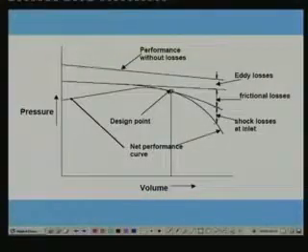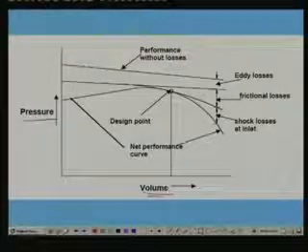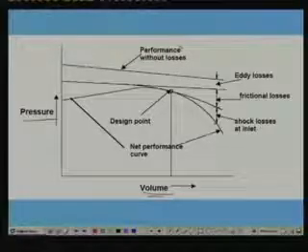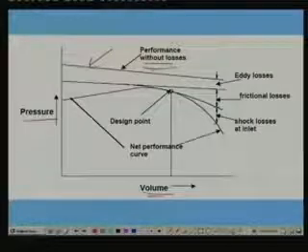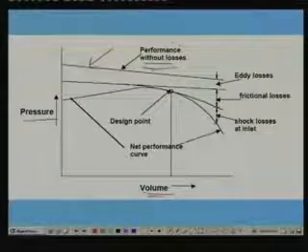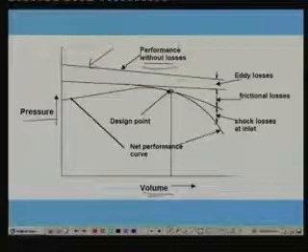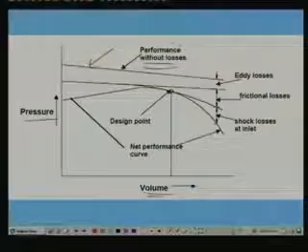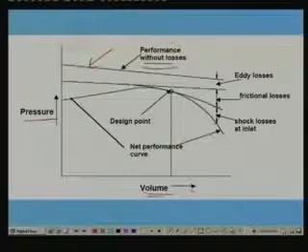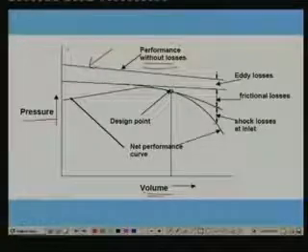Okay, you can see I have plotted pressure, that means the exit pressure, versus the volume. As I was mentioning, this is the performance curve without any losses, that means that of an ideal centrifugal compressor. Here you can see that for the ideal centrifugal compressor, the performance curve is a straight line. As the volume is reducing, the pressure is reducing, and as the volume increases, the pressure increases.